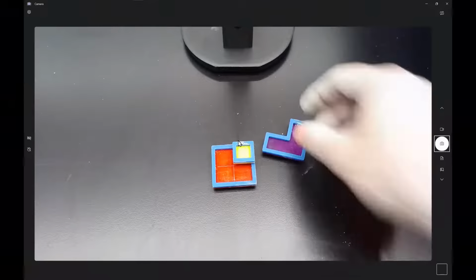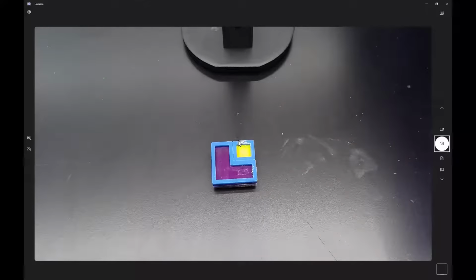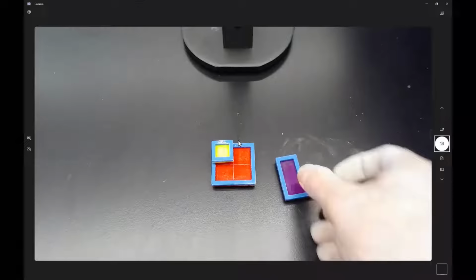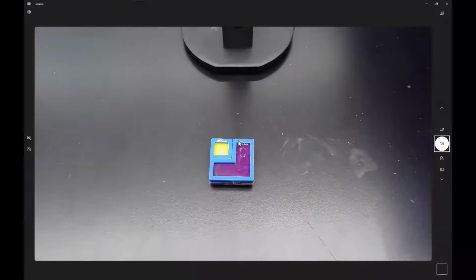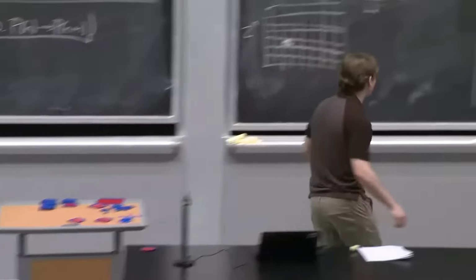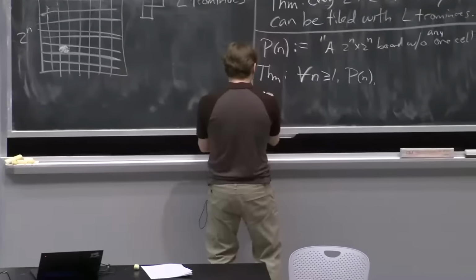Yeah. All right, I'm going to put that there. Solved. What if the missing cell was in a different place, like there? Yep, okay, can still solve that. We're allowed to rotate. So the 2 by 2 case isn't very hard.